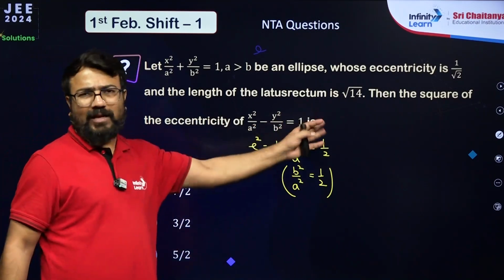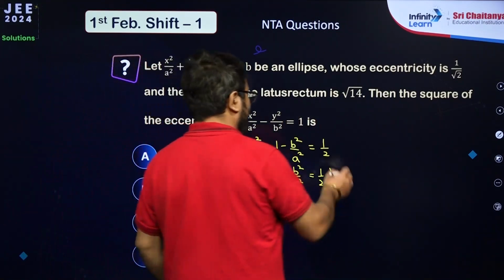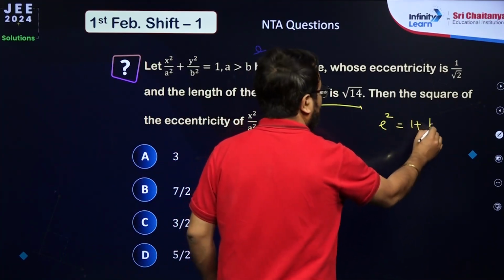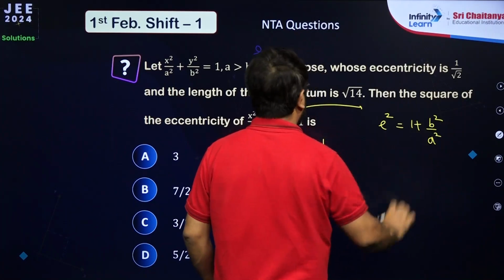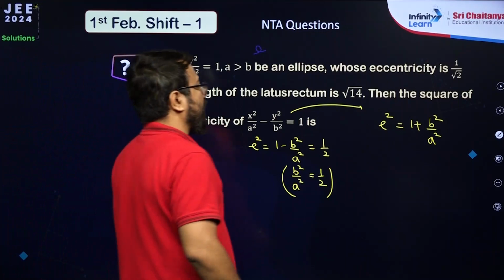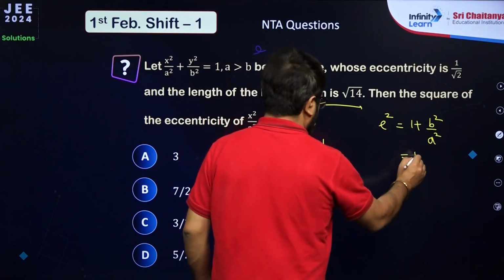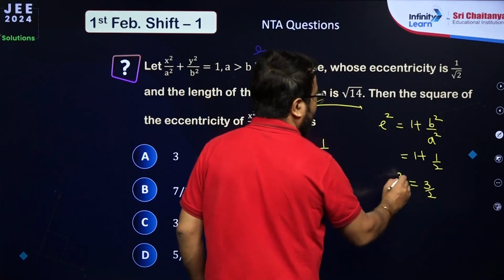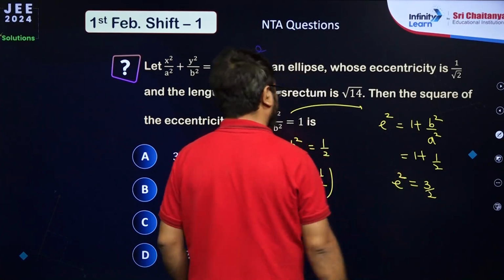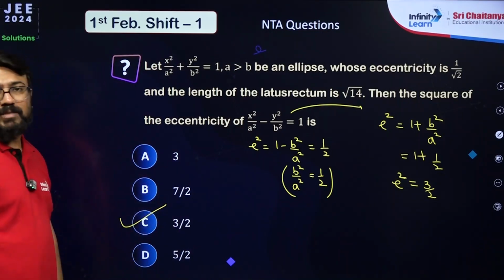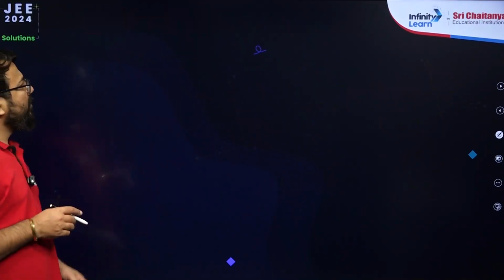I think this length of LR will not be used. Let me tell you the reason. Because if I want to write the eccentricity of this hyperbola, it will be 1 plus b square over a square. And here b square over a square is half. So this becomes 3 by 2. What they are asking is the square of the eccentricity. The square of the eccentricity of this hyperbola is 3 by 2. This is given to us in option C. I hope you are able to understand this.